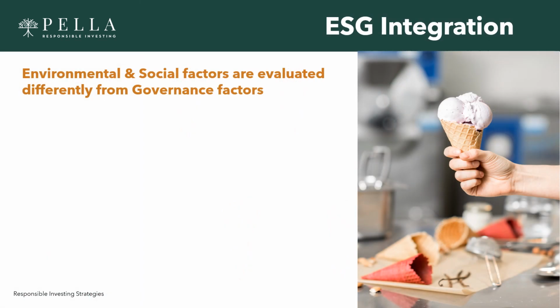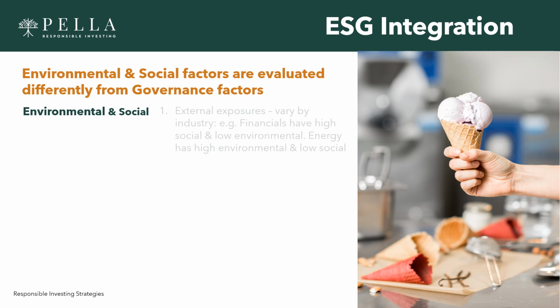Let's take a moment to understand how environmental, social, and governance factors are assessed. Environmental and social factors are evaluated differently from governance factors. Assessing environmental and social exposures follows a 2-step process. We begin by identifying the investment's key external exposures. These exposures largely depend on the investment's key activities or locations of operation.